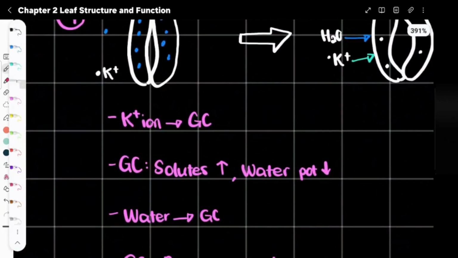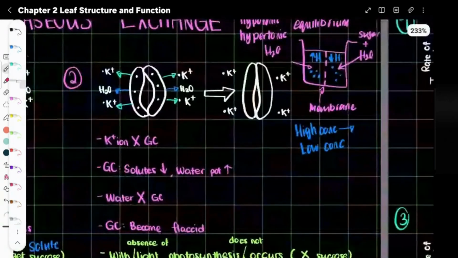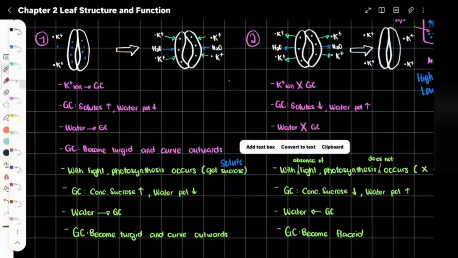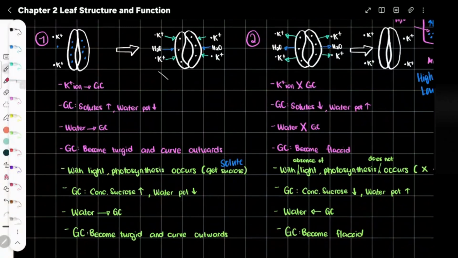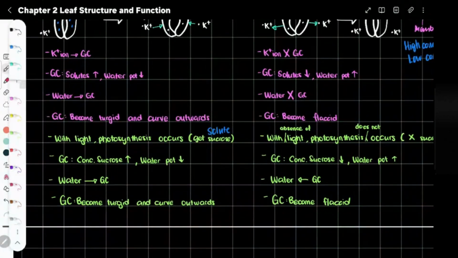And what you have to remember is the solute potential. If the solute potential is higher, the water potential will be lower. If the solute potential is lower, the water potential is higher. Just reversible, vice versa. And the two situations that will happen are when there is light and when there is no light. Of course, this one is the opposite.